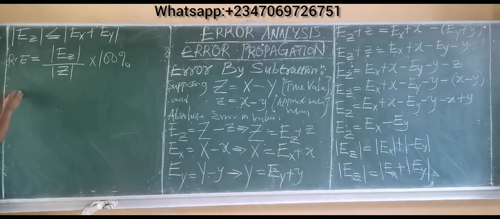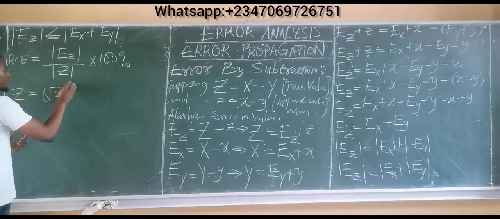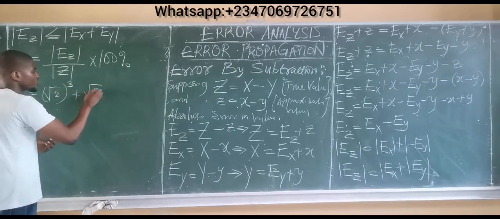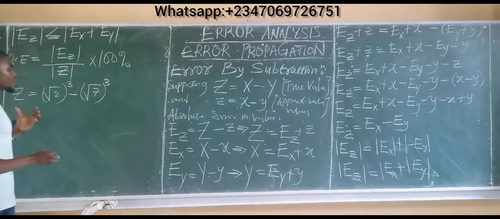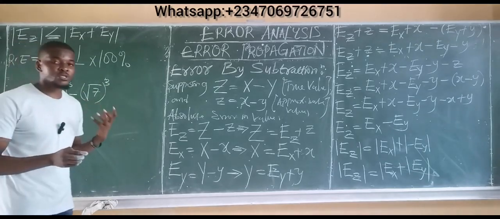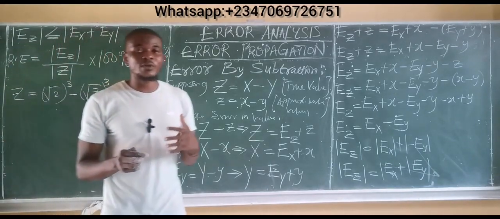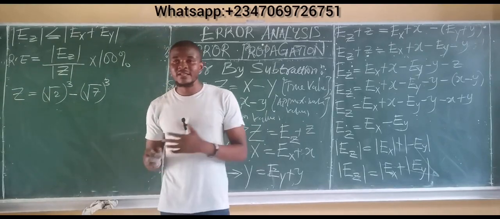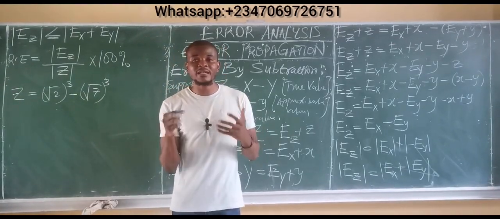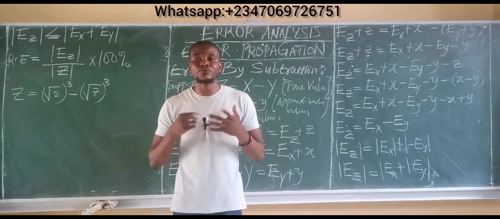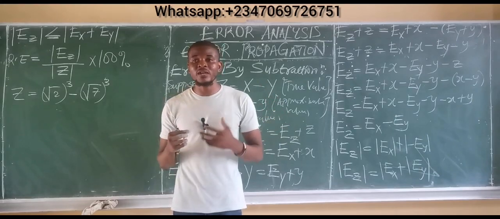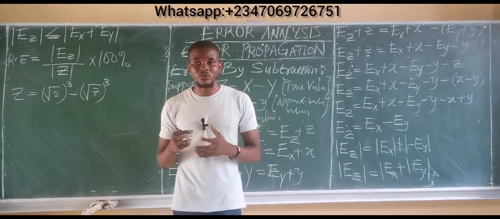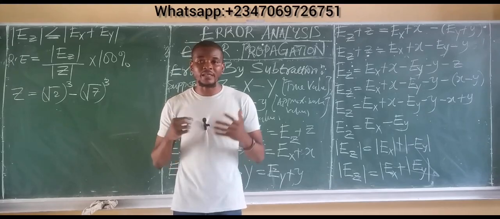For that same given question, let's say the quantity z is equal to root 2 to the power of 3 minus root 7 to the power of 3. Now this result is the same result as what we saw earlier. It would have still given us the same result, simply because whenever you're subtracting a quantity and you have to find the absolute error in that quantity, the same rule that governs the absolute error by addition is the same rule that governs the absolute error by subtraction. So whether addition or subtraction, you're still going to obtain the same result.